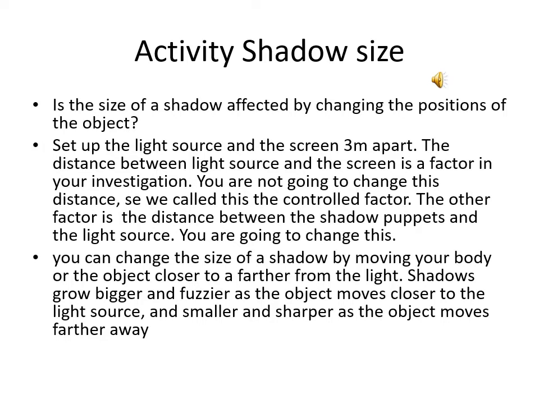these factors? You can change the size of a shadow by moving your body or the object closer to or farther from the light. Shadows grow bigger and fuzzier as the object moves close to the light source. This is because, as you all know, the object which is closer to the light source will block more light, and the shadow goes smaller and sharper as the object moves farther away.